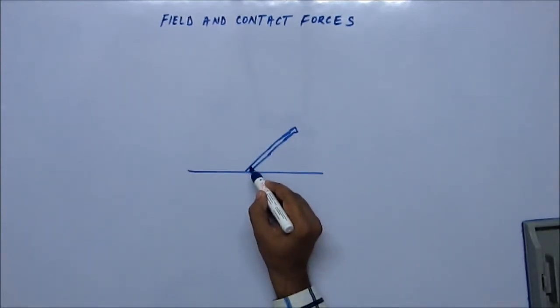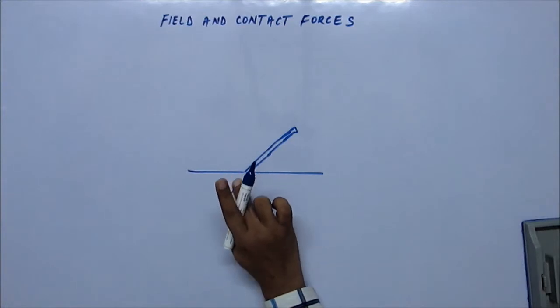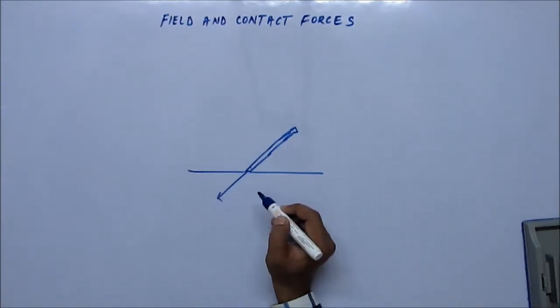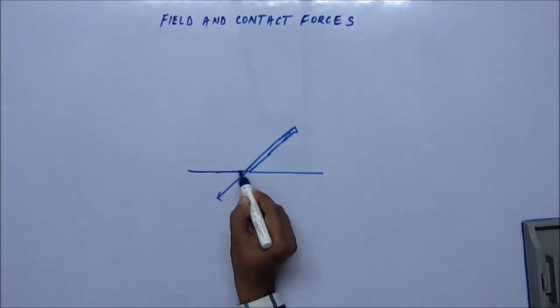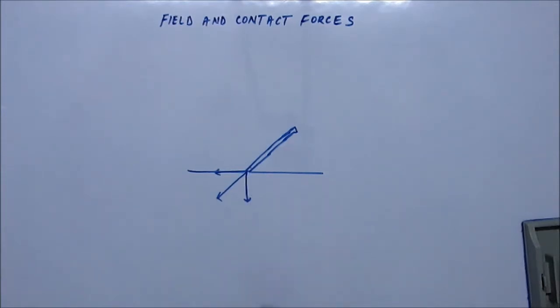The force that you're applying on the ground is in this direction. It is along the stick. Now let's break this force into components. One of the components is along the surface and the other is perpendicular to the surface.